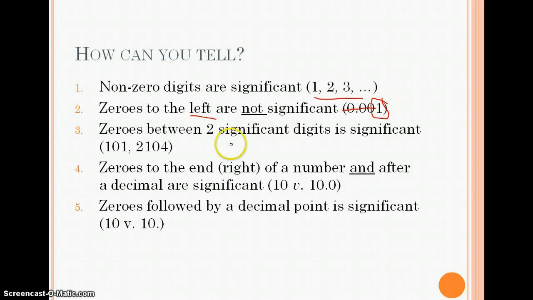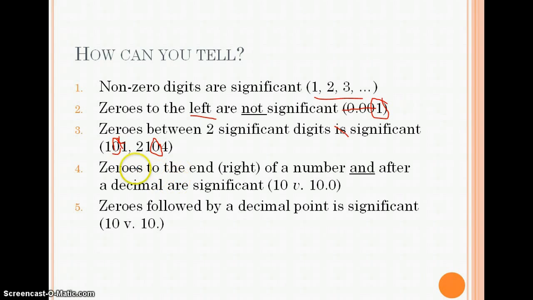Okay? Zeros between two significant digits are significant. What I call this is the sandwich rule. So to simplify it, if it's a 0 in this case between the ones, this is significant because it's sandwiched in between the ones. Same thing over here. This 0 is sandwiched in between the 1 and the 4, so it's significant.